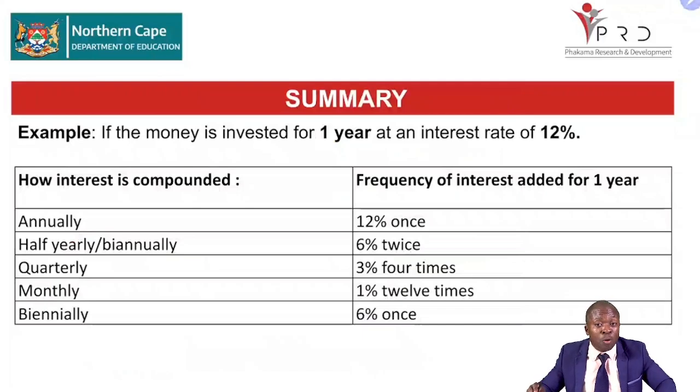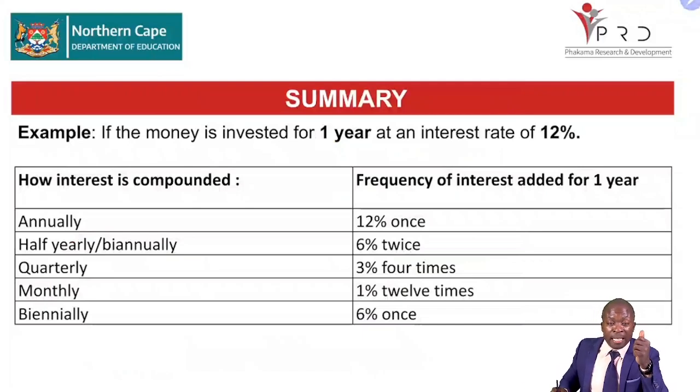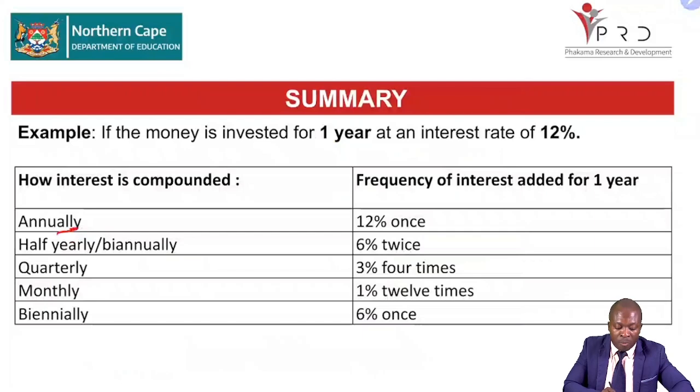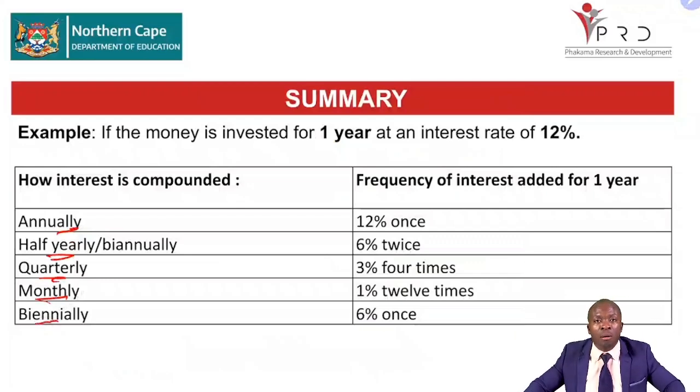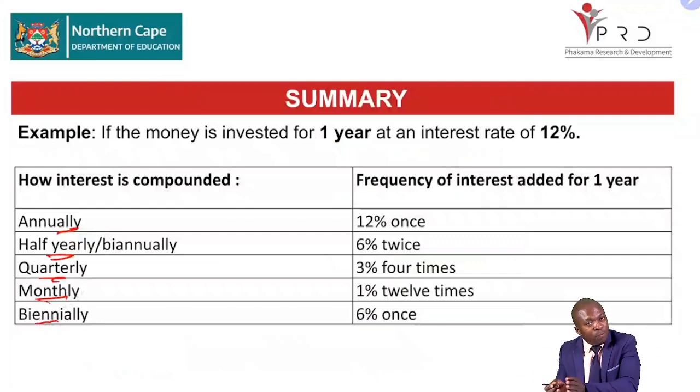All right. So let's talk, my good people. These are the things I want you to consider. One, if they say the money is invested for 1 year and there's 12%, it can either be annually, half yearly, quarterly, biennially, monthly. Sometimes they can even ask you daily. Oh, you say, yes, daily. Because it's possible. There's nothing impossible in mathematics. Daily, then they compound the interest and then they give to you every month.